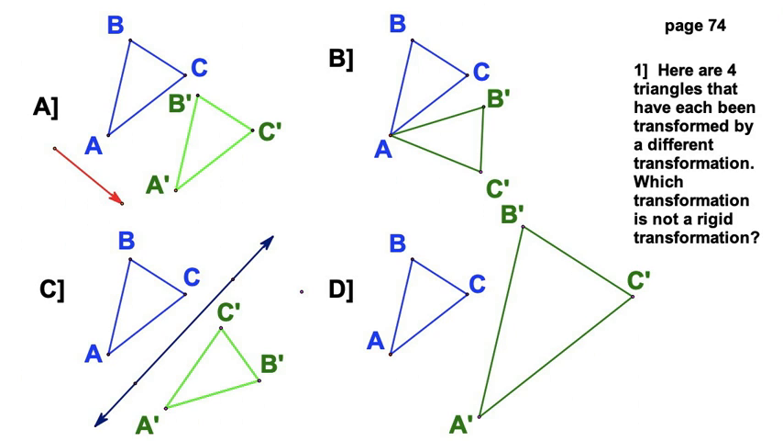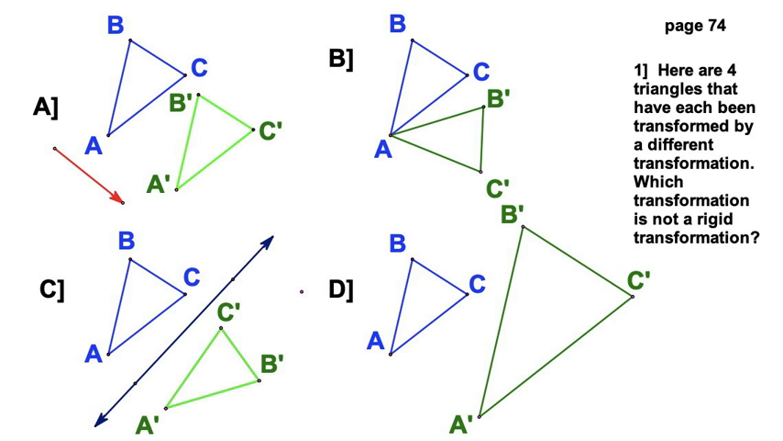And the very first one, A, we can say that we're going to slide it over. And we call that very simply a vector translation, or maybe a glide transformation. See, this is the path that we're traveling. Or just slide, something like that. But it's certainly a rigid transformation because the image A prime, B prime, C prime looks exactly the same as the pre-image ABC.